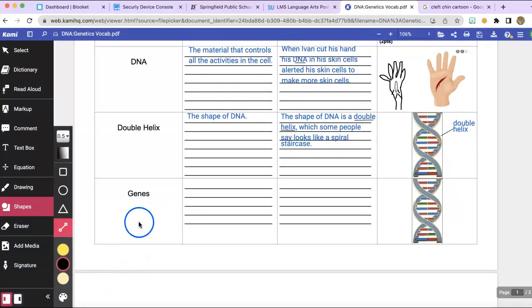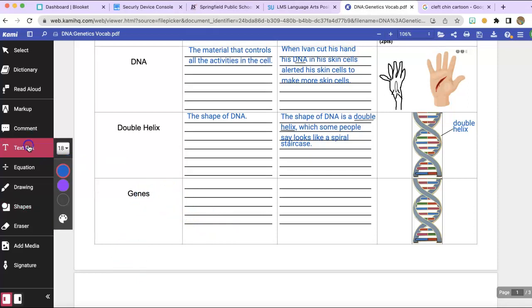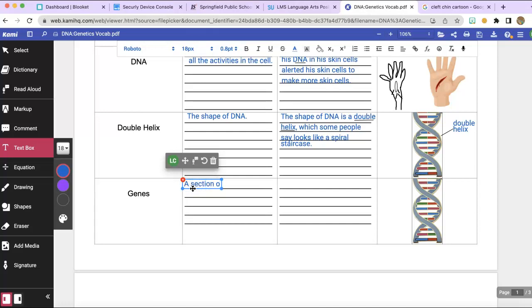The next vocabulary word we are going to talk about is the word genes. So grab your pencils. In that definition column, in the row for genes, we are going to type the definition. A gene is a section of DNA that passes traits onto offspring.